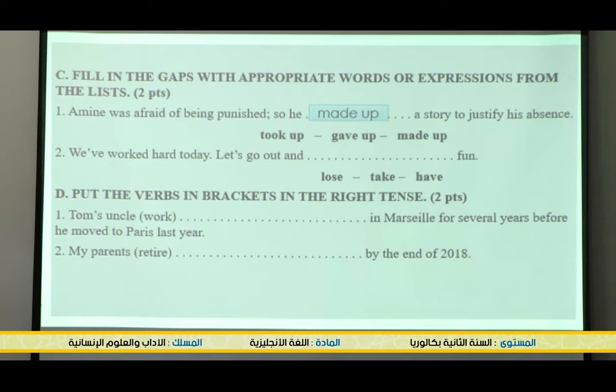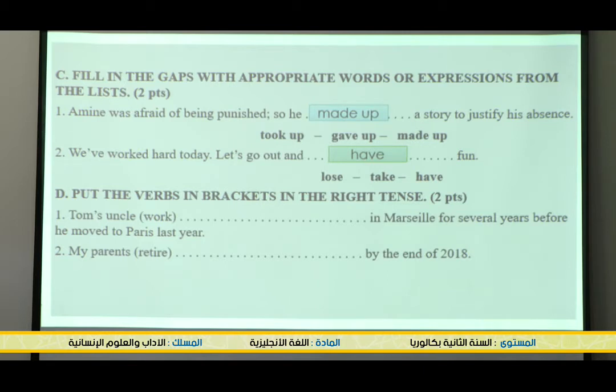Okay, again, I want you to think about it. It's what? It's have fun. Okay, we say have fun. Very good. So let's read it again. We've worked hard today. Let's go out and have fun.